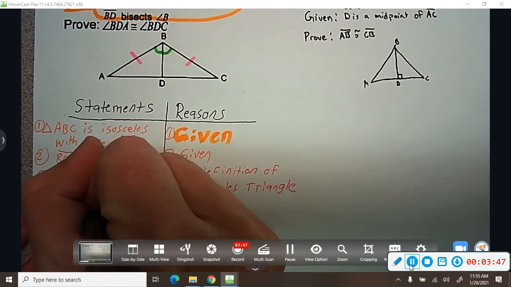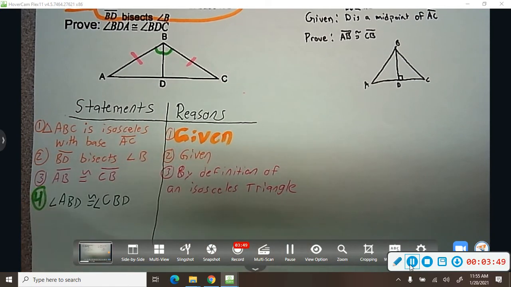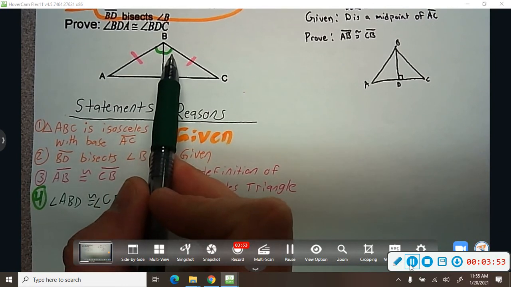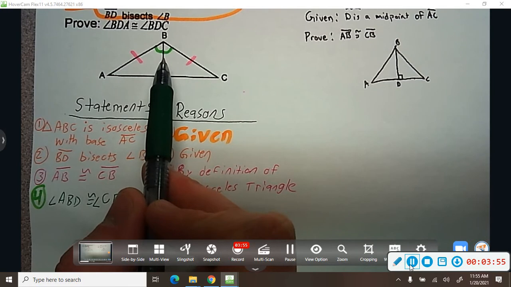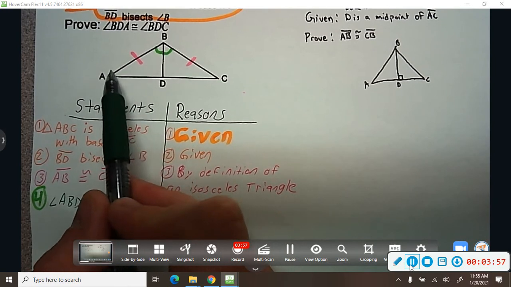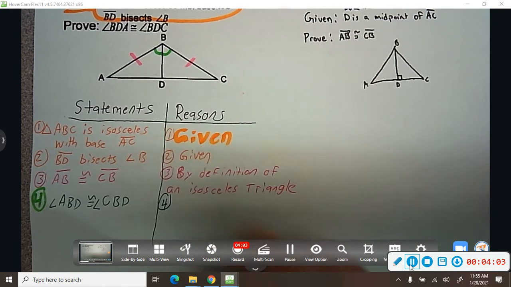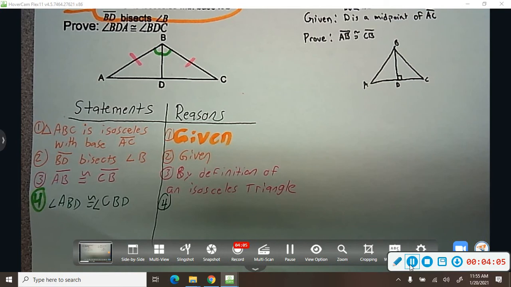And I left off my angle symbol. So I know that you can't just say angle B is congruent to angle B, because then I don't know which B you're talking about. So when you're naming angles, you should use 3 letters if you have to. Now, how do I know that's true? Well, that's true because BD bisects angle B. So to sound fancy, I'm just going to say by definition of bisecting, and there's many ways to write this.